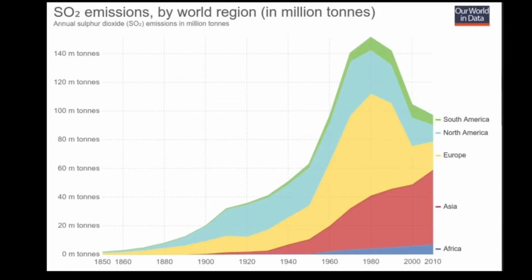This graph shows that South America, North America, and Europe are the leaders when it comes to SO2. But before we get into the theories as to why this may be the case, let's dive into the definition of sulfur dioxide and describe what it is.